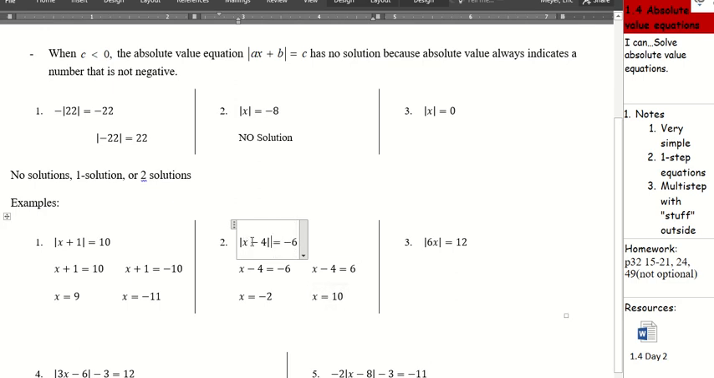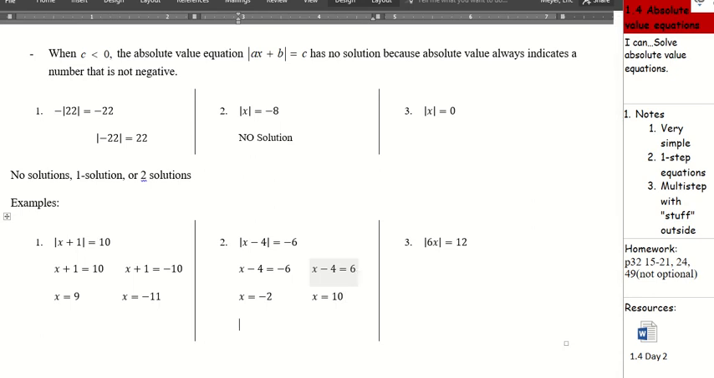If I have 10 here, 10 minus 4 is positive 6. The absolute value of positive 6 is still positive 6. Wait a second. Oh, wait. If I have an absolute value equals a negative, just like I have here, it's no solution. There's nothing I can put in here to get out a negative 6. No solutions here.